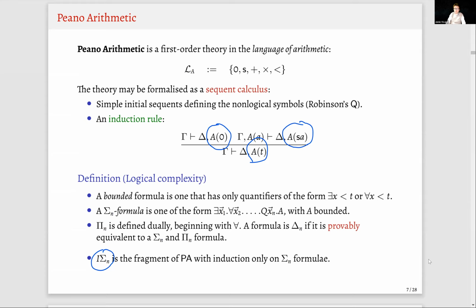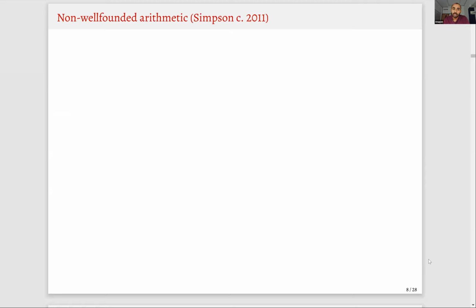Okay, so this is the basic setting. If we think of the original question, which is understanding the power of cyclic proofs, well, we have this delineation of arithmetic, and we can ask, how much induction do we need to simulate cyclic reasoning? For this, we need to have a cyclic presentation of arithmetic. And this was introduced by Alex Simpson circa 2011.